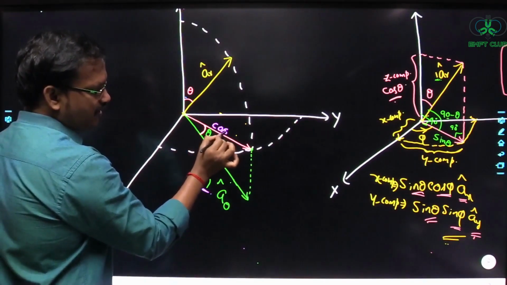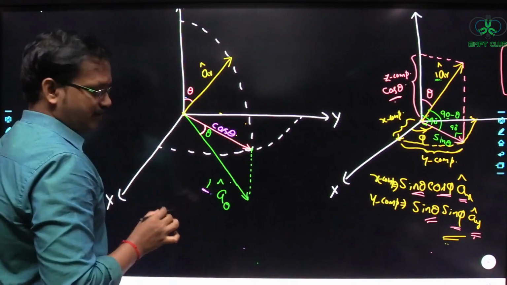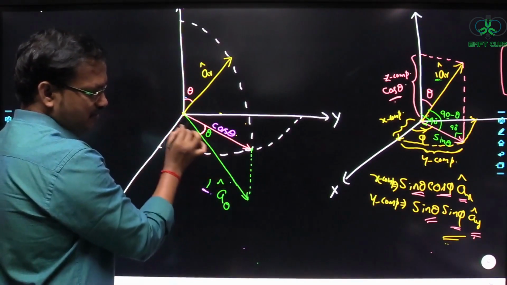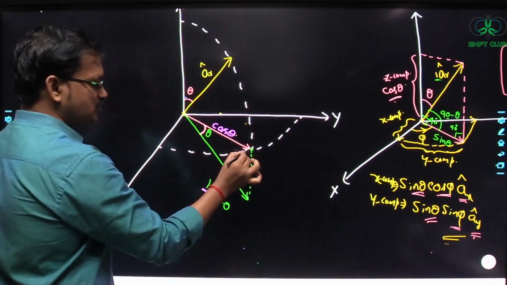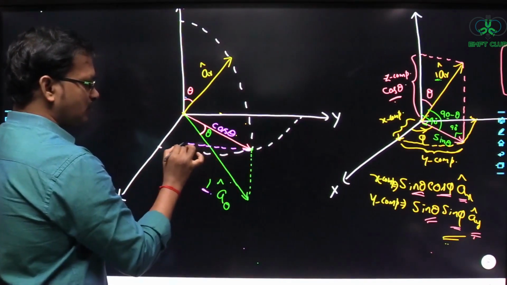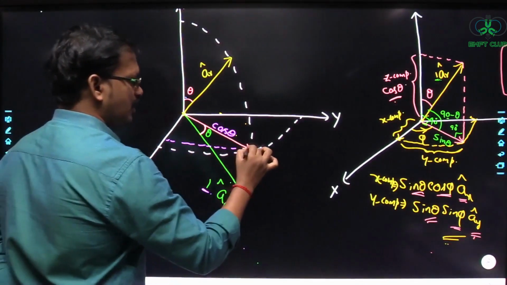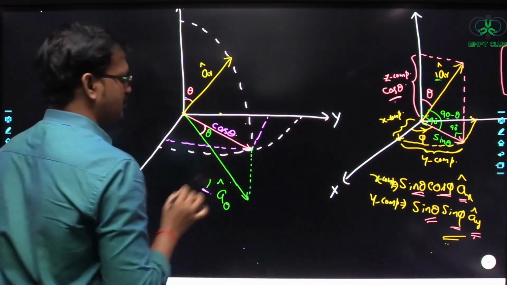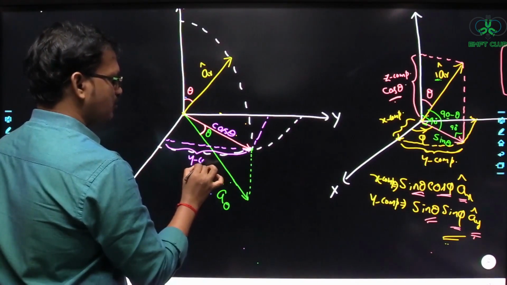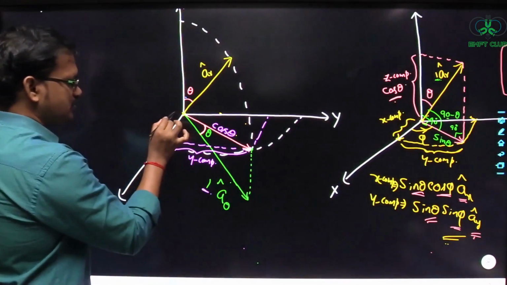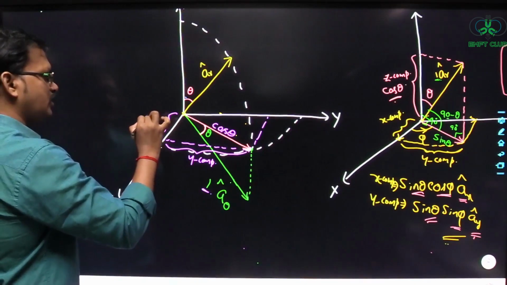So this component is nothing but cos theta, right? Now this cos theta is neither along x nor along y, so you can resolve it into two components: one along x and another along y. This is the y component, and this is the x component.